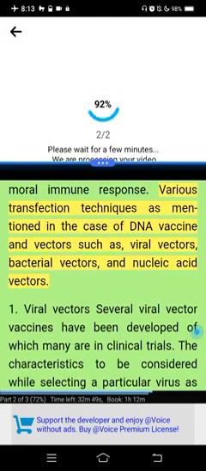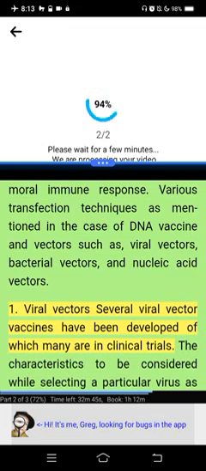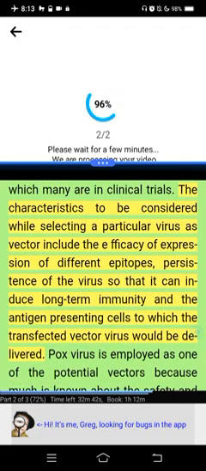Various transfection techniques are mentioned in the case of DNA vaccines and vectors such as viral vectors, bacterial vectors, and nucleic acid vectors. 1. Viral vectors. Several viral vector vaccines have been developed, of which many are in clinical trials. The characteristics to be considered while selecting a particular virus as a vector include the efficacy of expression of different epitopes and persistence of the virus so that it can induce long-term immunity in the antigen-presenting cells to which the transfected vector virus will be delivered.